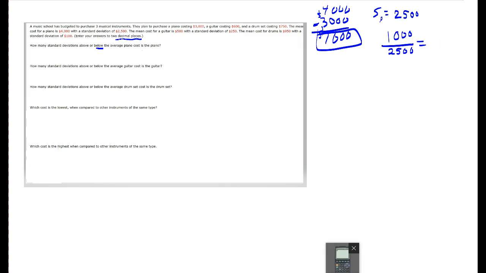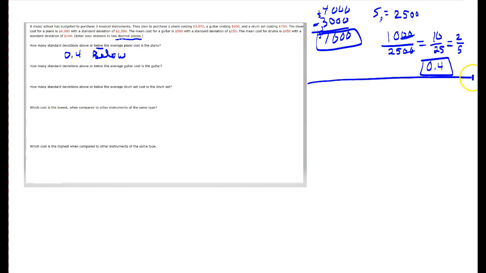So 1,000 divided by 2,500, and we can cancel those zeros. I get 10 over 25, and then 5 goes into both of those, so we're looking at 2/5, and I think it wants a decimal, so 2 divided by 5 is going to be 0.4. So that would be our how many standard deviations above or below. Well, this is going to be 0.4 below the average cost. Okay, so that was the piano.